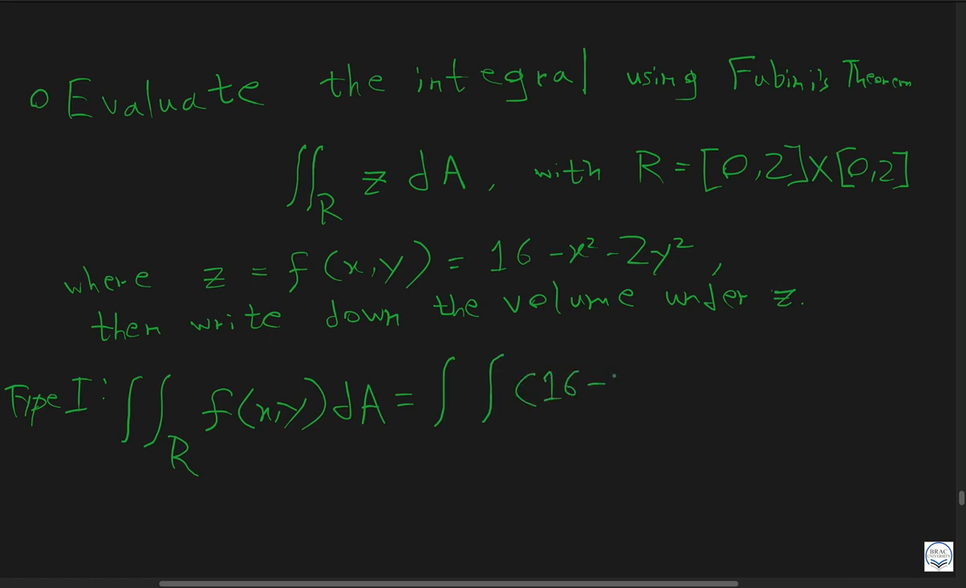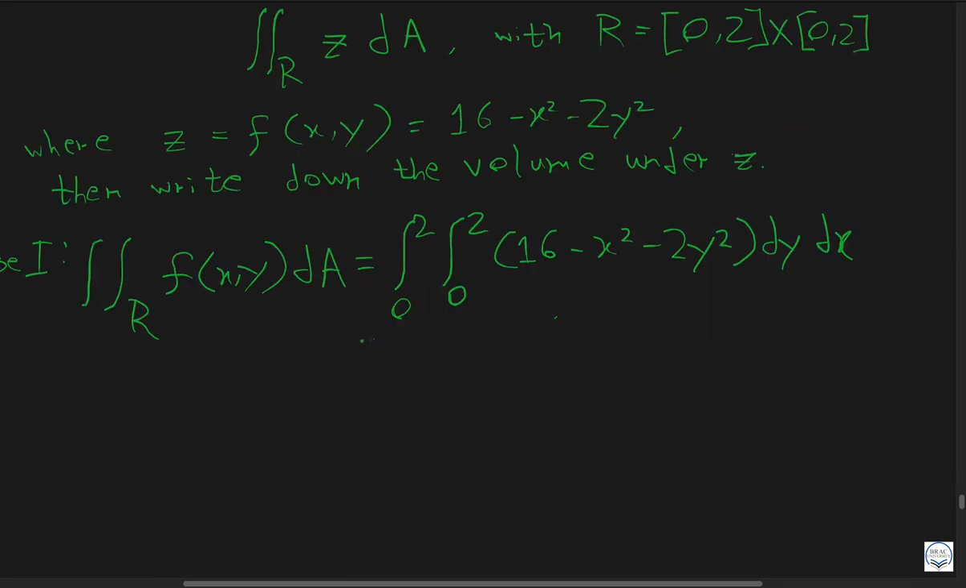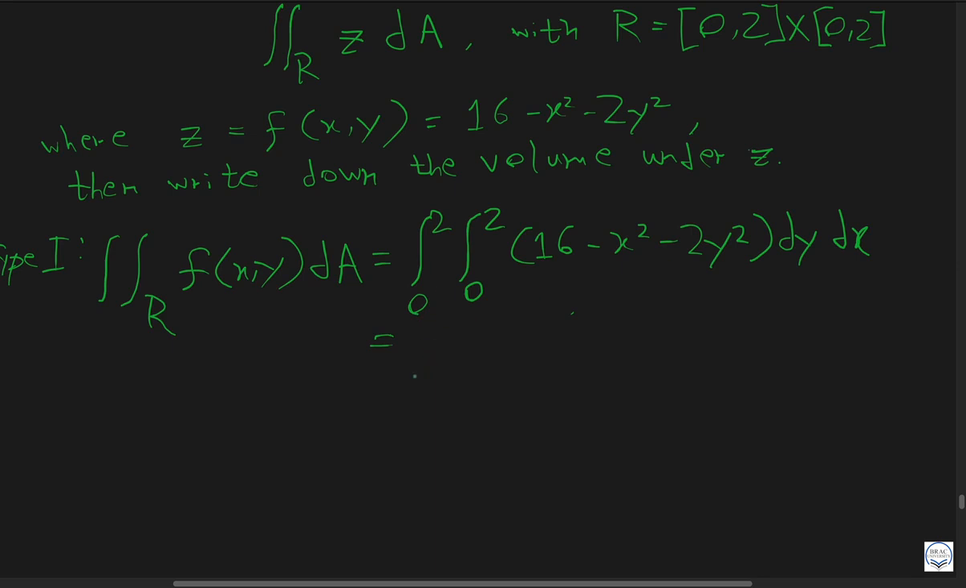So since it's type 1, let's write down the function 16 minus x squared minus 2y squared. Type 1 means we do the y integration first and then the x integration. The y limits are from 0 to 2 due to this, and the x limits are also from 0 to 2 due to this. So we'll do the y integral first, as this is the type 1 region, and we can use Fubini's theorem.